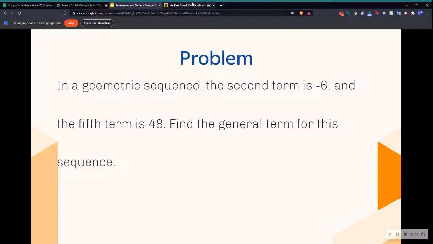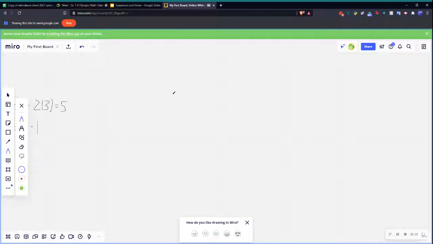All right, so we're given that a of 2 is -6, and then a of 5 gives you 48. Alrighty. So remember that we want to find two equations, and that's how we solve for a and r. Not d this time, but r.